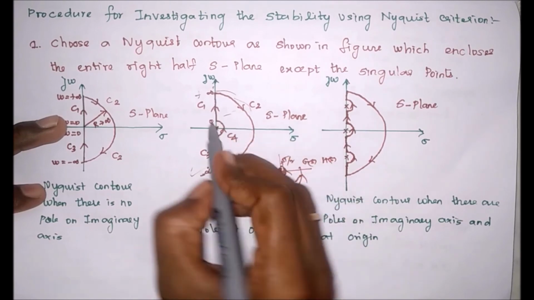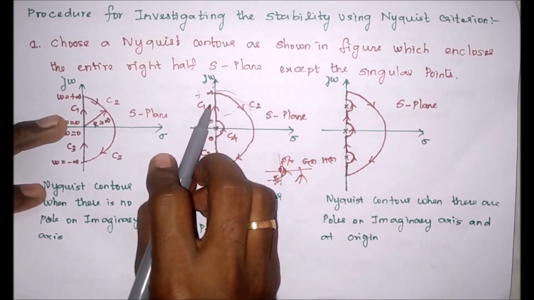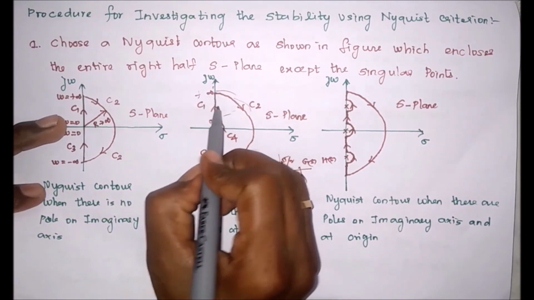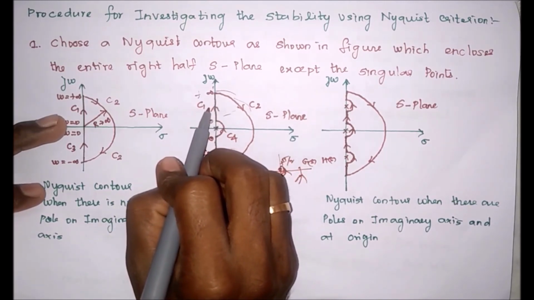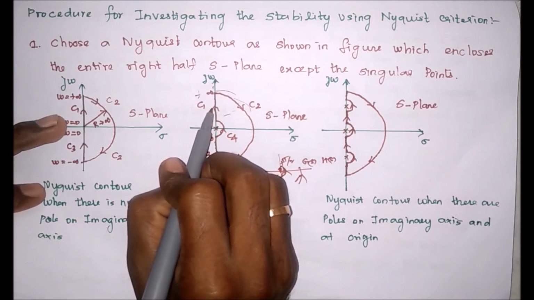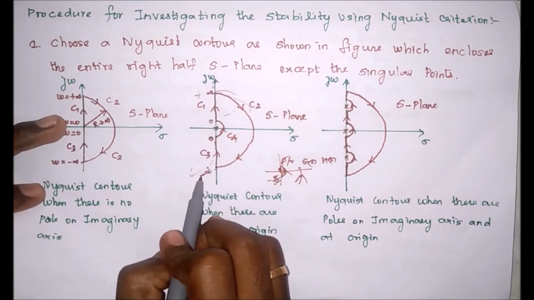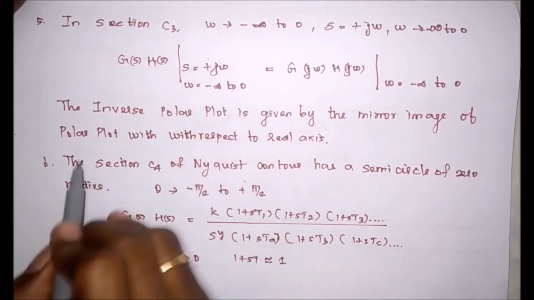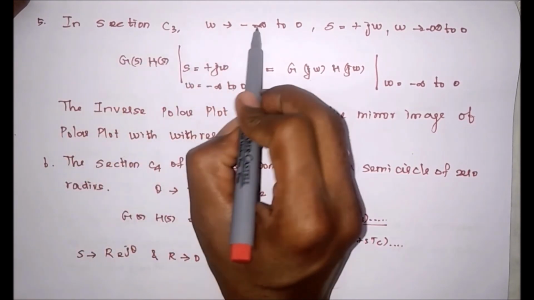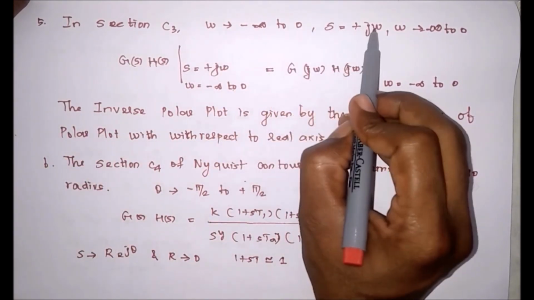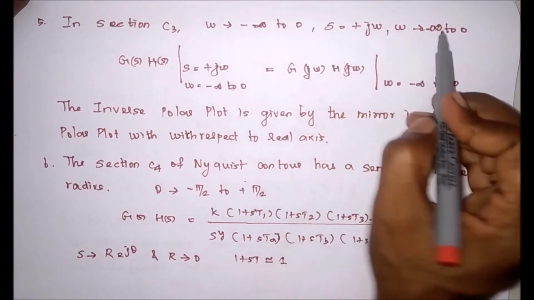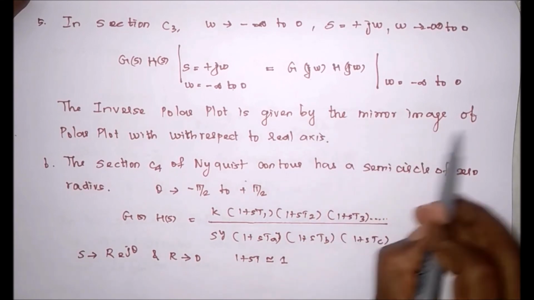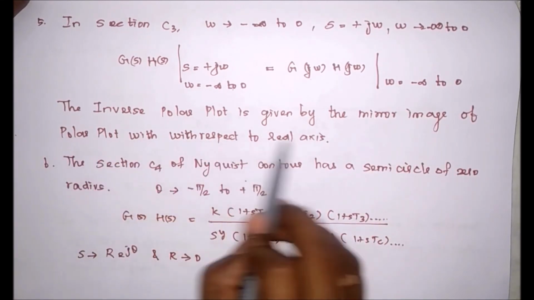While converting this s plane into the g of s into h of s plane, what will we get for this one? If we draw the exact mirror image, we will get minus infinity to plus infinity. It means the C3 region. This is what is mentioned here. For section C3, minus infinity to 0, for s we mention j omega, omega equal to minus infinity to 0. So this inverse polar plot is given by the mirror image of the polar plot with respect to the real axis.